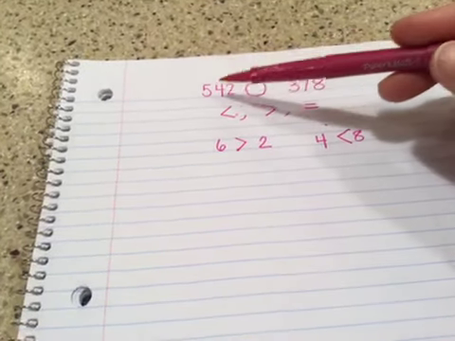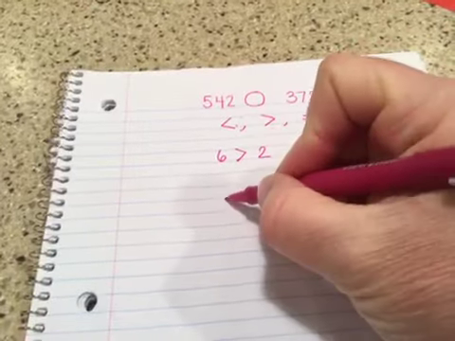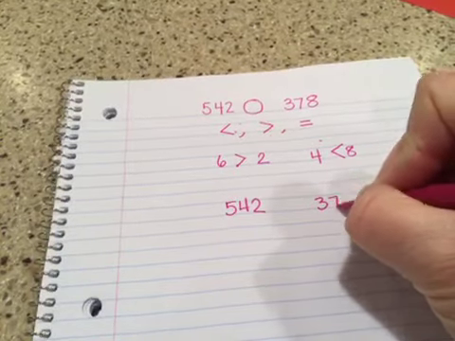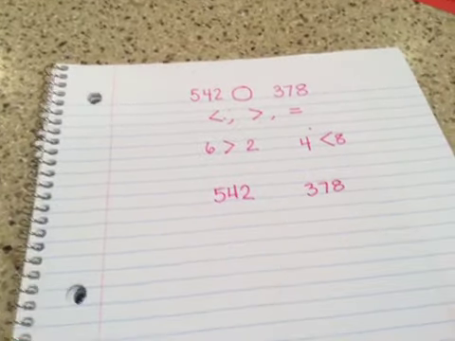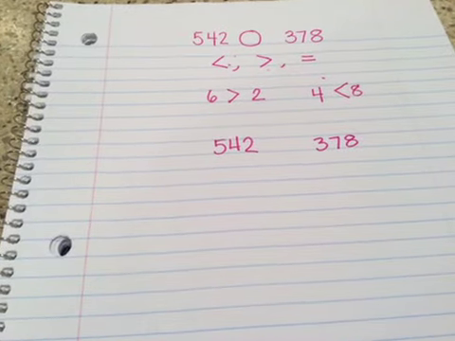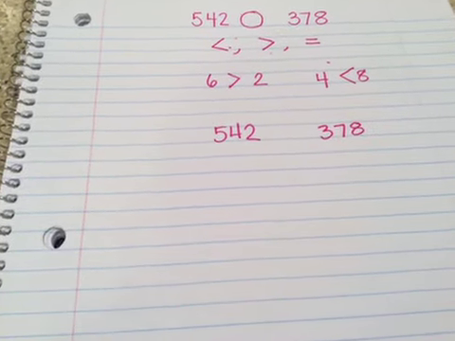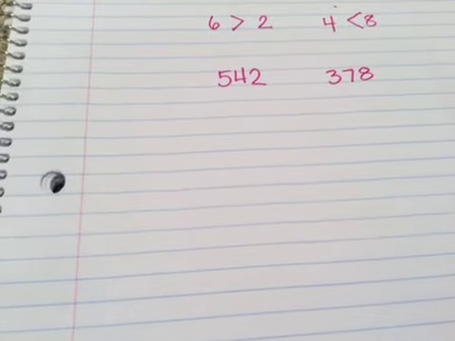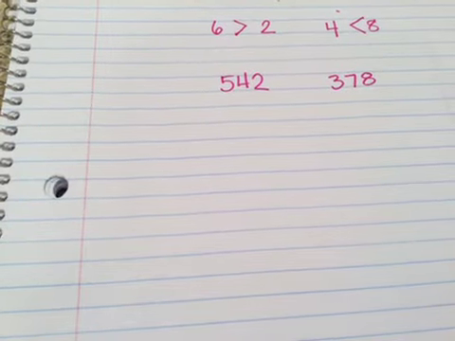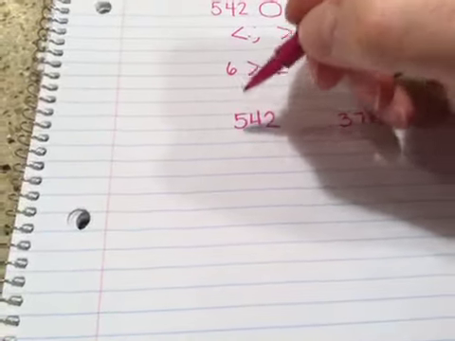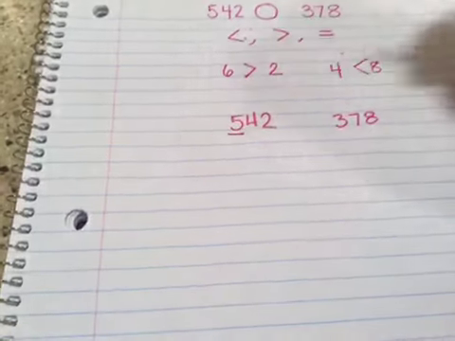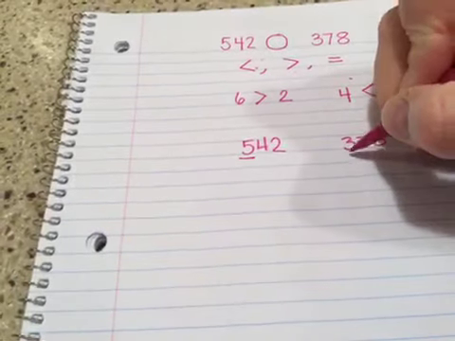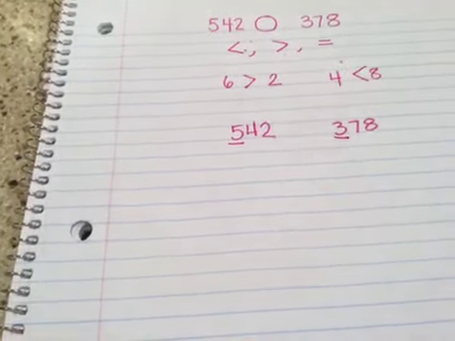Okay, now we're going to try it with bigger numbers. 542 and 378. Now this is our practice. When you're doing yours, you're going to compare the two numbers on your red sheet. So don't forget that. Okay, the first step in comparing these numbers is to underline the first digit in the number. In 542, the first digit is the 5, so I'm going to underline it. In 378, the first digit is 3, so we're going to underline the 3.